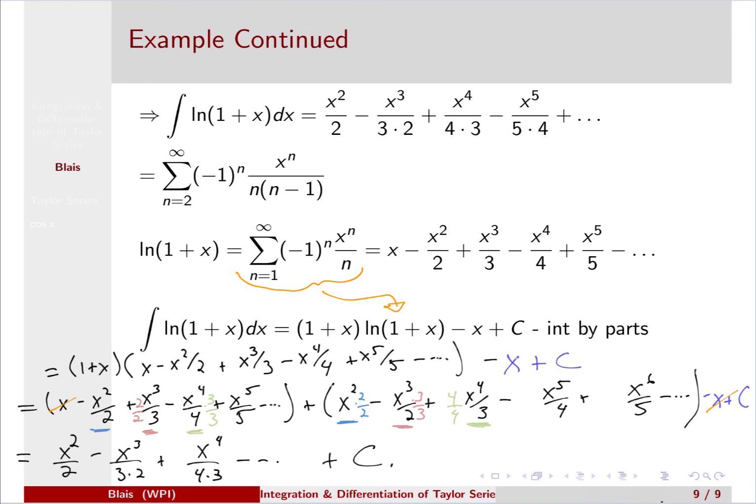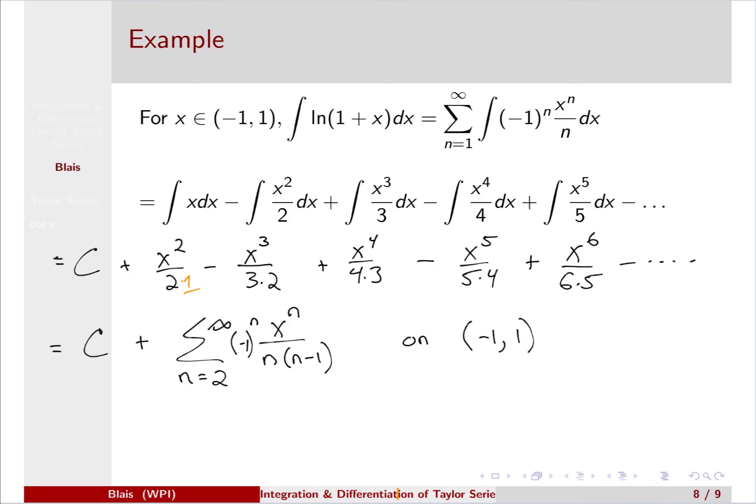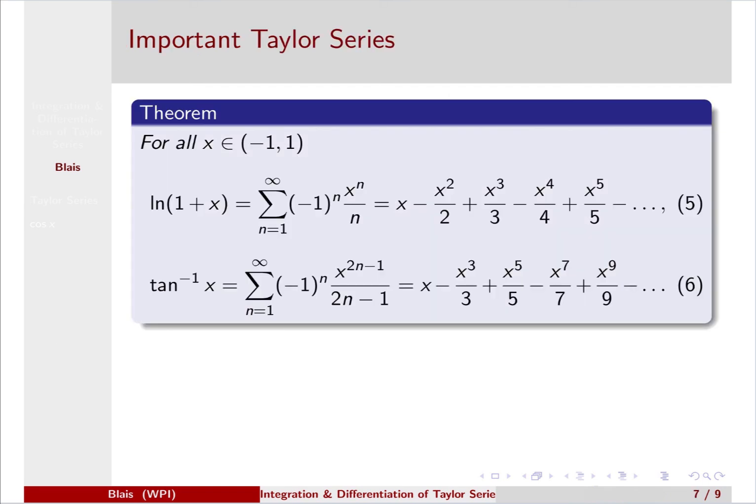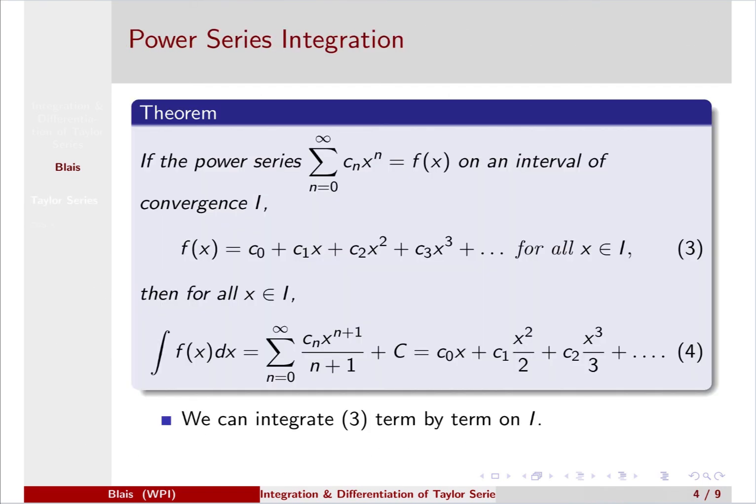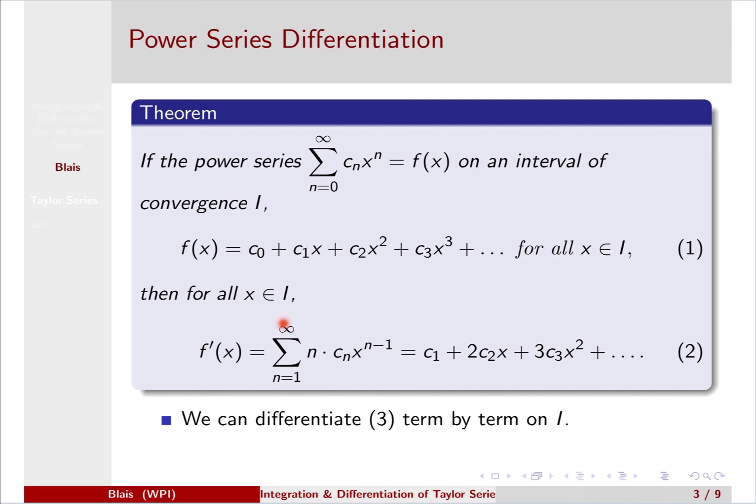So all of this work illustrates to us that when we have a Taylor series representation of a function, we can integrate them term by term or differentiate them term by term, and the new resulting series will be valid on the same interval of convergence for the original series.